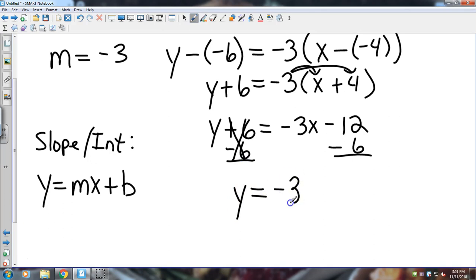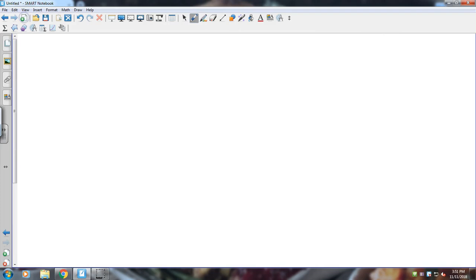So I get y equals negative 3x minus 18. Again, same equation, but I just took point slope form and turned it into slope intercept form. So I just solved for y. Okay, so that's great. If they give us a point and a slope, obviously we're going to increase the degree of difficulty just a little bit.